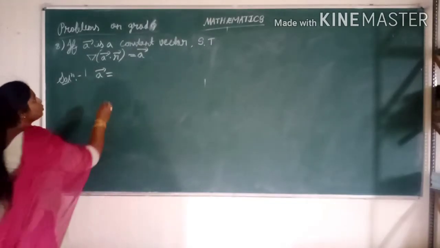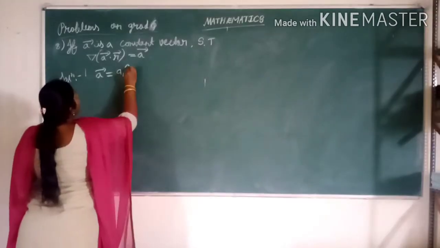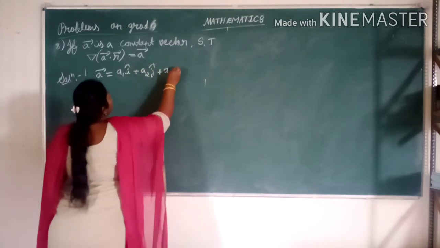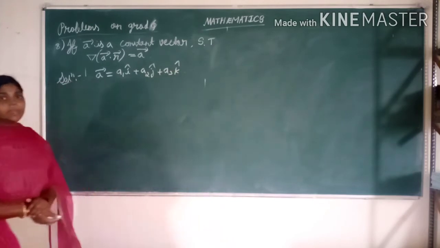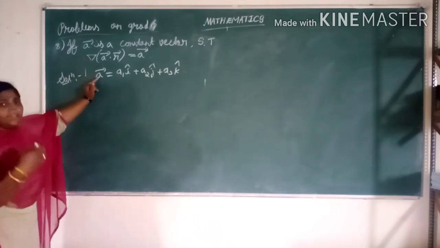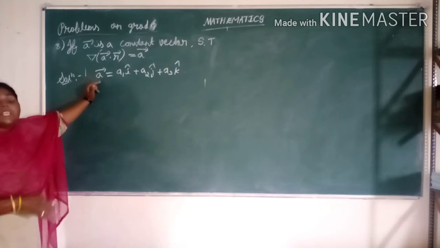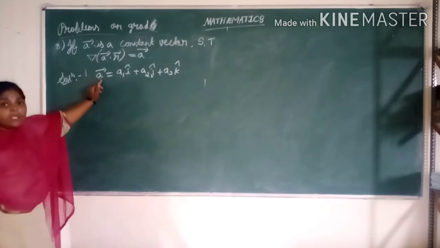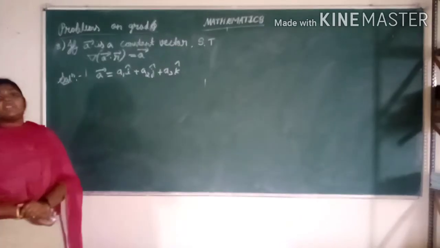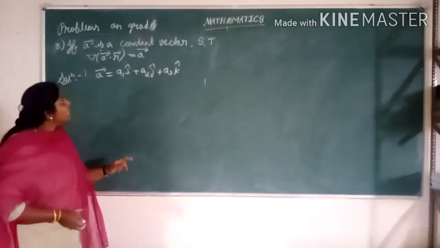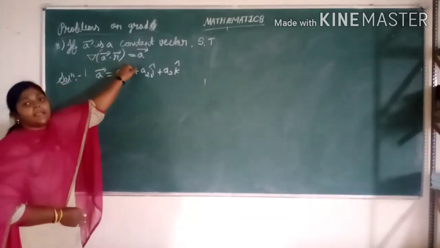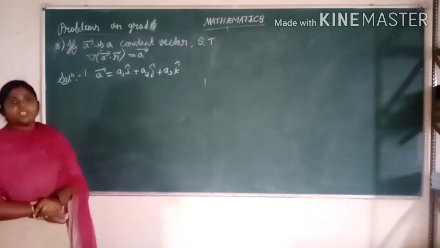Vector A is equal to A1 into i cap plus A2 into j cap plus A3 into k cap. Similarly, vector r also is not given. Not only vector A, we can write any constant vector. Suppose they give vector B. B is B1 into i cap plus B2 into j cap plus B3 into k cap. Similarly, if they give vector F, F1 into i cap plus F2 into j cap plus F3 into k cap.